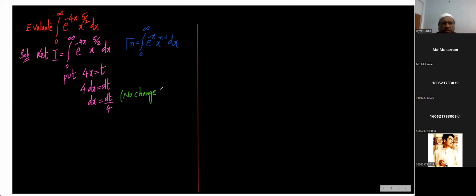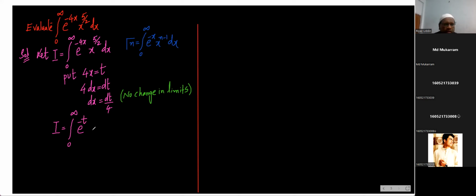No change in limits. There is no change in the limits. So now this problem becomes I equals integral from 0 to infinity of e to the power of minus t, as it is. What is 4x? We have assumed it as t.